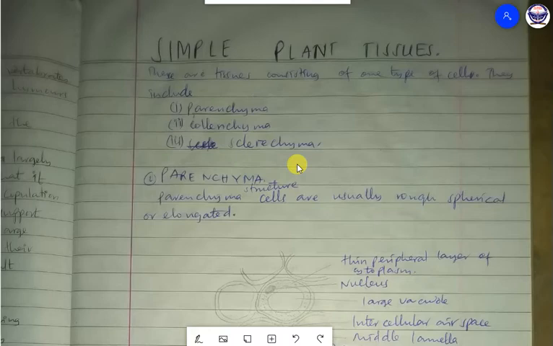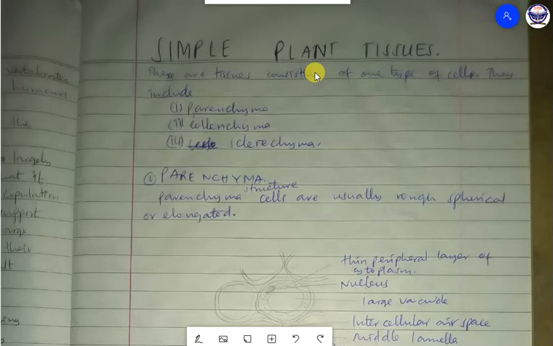When we are talking of simple plant tissues, we'll be discussing three types of cells: the parenchyma, the collenchyma, and the sclerenchyma. They are called simple plant tissues because they are composed of only one type of cell. So let's say we are talking of the parenchyma. It is because the parenchyma is the only type of cell present. The parenchyma, collenchyma, or sclerenchyma can be modified in different ways to perform different functions in plants, but simple plant tissues consist of one type of cell.